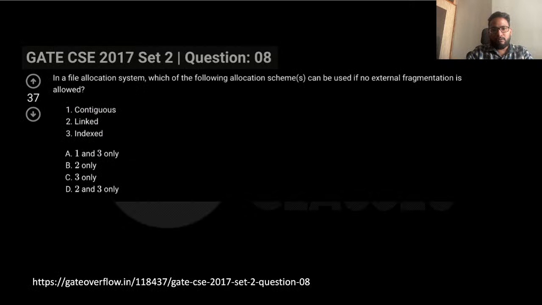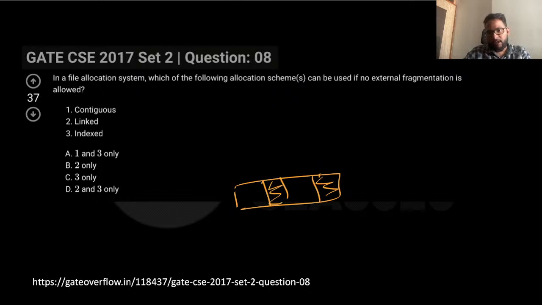Moving further, in a file allocation system, which of the following allocations can be used if no external fragmentation is allowed? Where external fragmentation is not allowed, I think in index you do not have any external fragmentation, right? Do you have external fragmentation in contiguous? Yes, in contiguous we definitely have external fragmentation, because we have seen this. If this is occupied, then these two give you the external fragmentation.